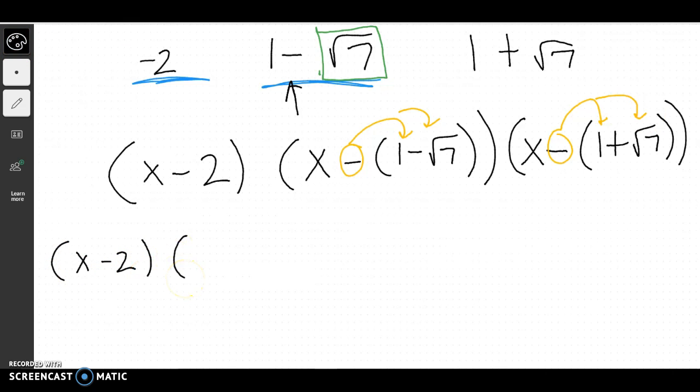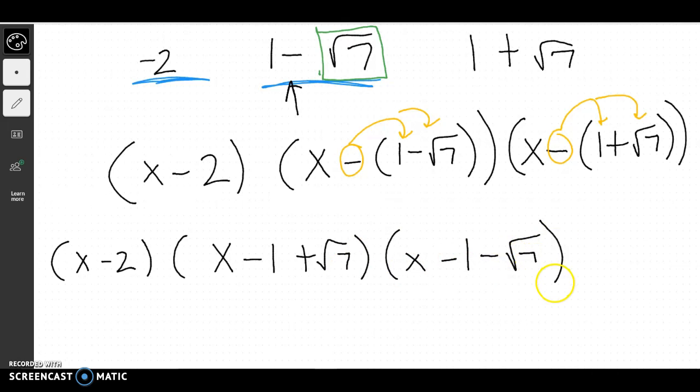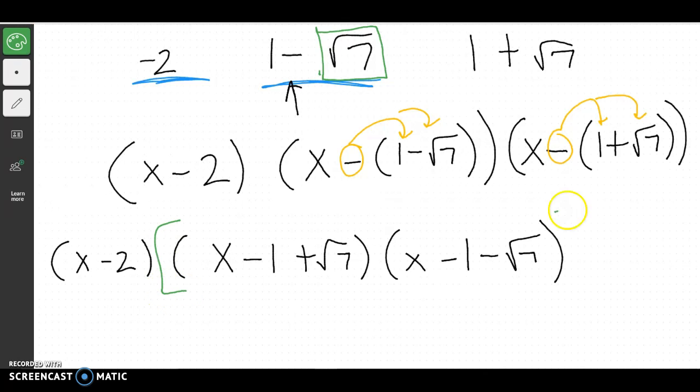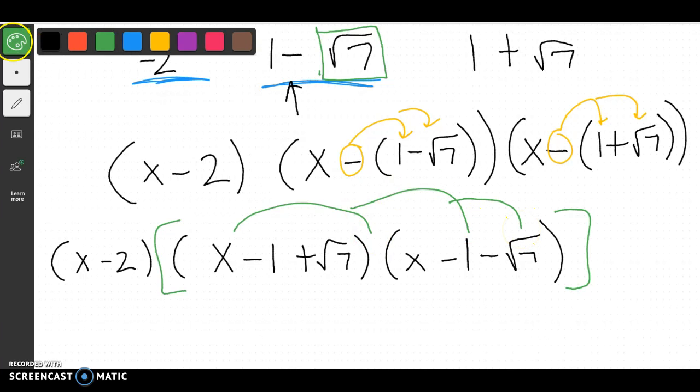When we do that, we should get x minus 1 plus radical 7, and then x minus 1 minus radical 7. Now, again, my recommendation is always FOIL the back stuff first. And we have to FOIL over 3 terms this time. So let's do that.